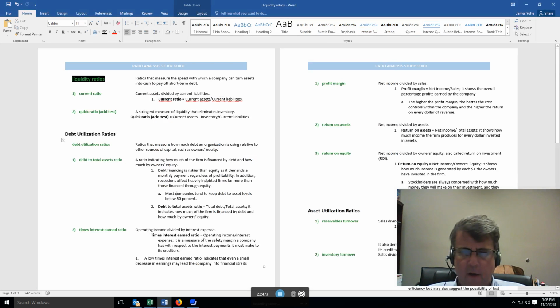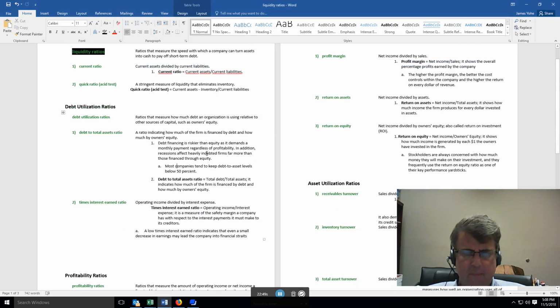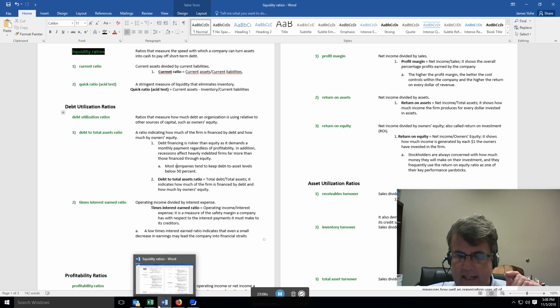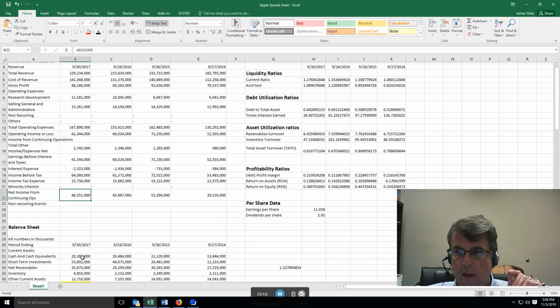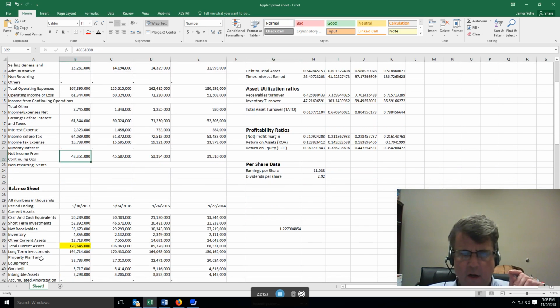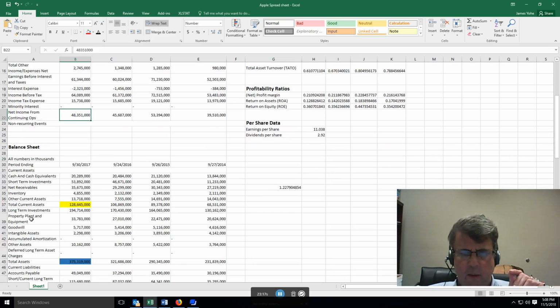The next thing we have is return on assets, ROA. Net income divided by assets. So here we took net income divided by sales for net profit margin or profit margin. Return on assets, you take net income and you divide it by the assets. Net income is on your income statement. We got that earlier. Total assets is on your balance sheet. So we look here.